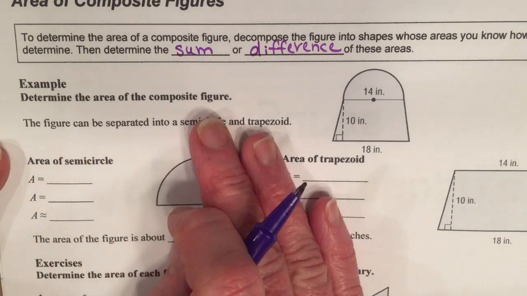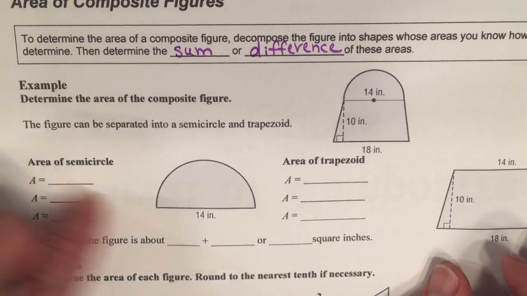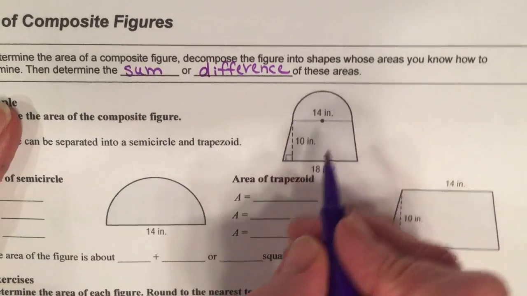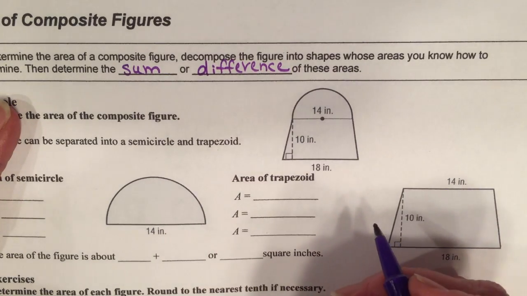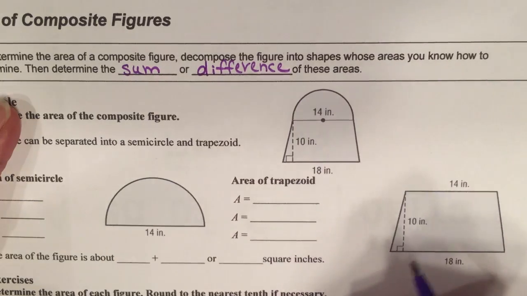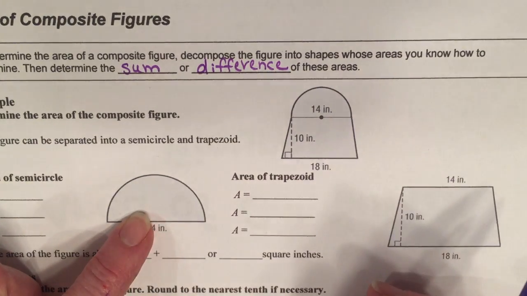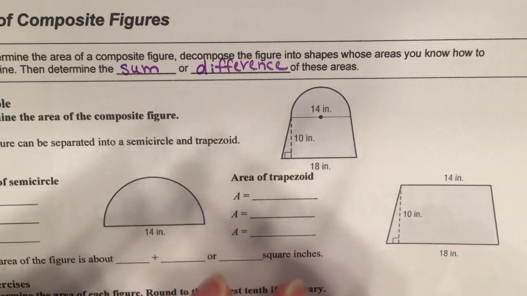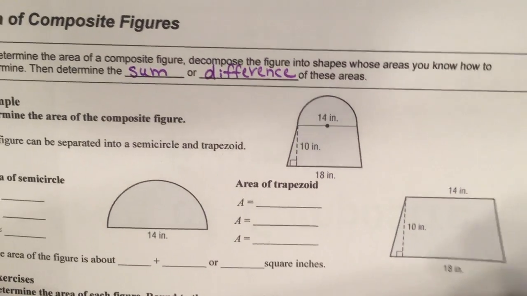In the first one, it says to find the area of the composite figure. So if you just take a look at this, you can see that this figure is made up of a trapezoid on bottom and then half of a circle on top. Well, I know how to find the area of both of those. So what I'm going to do is separate it into those two pieces and find both of the areas of each of those. And then I can add those areas together to find the area of the whole thing. So let's do that.